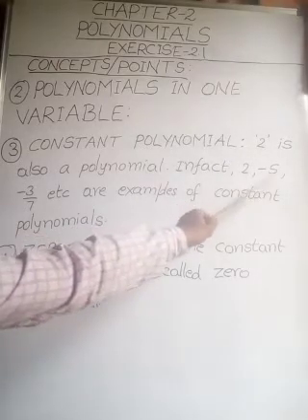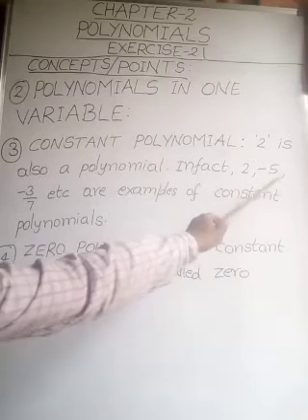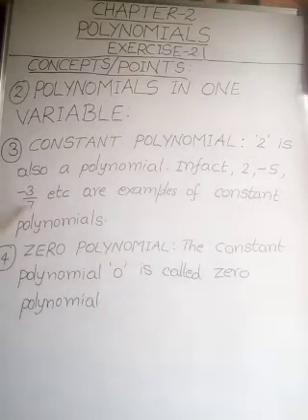Minus 5 is also a polynomial having one and only one term, that is minus 5. Similarly, minus 3 by 7 is also a polynomial having one and only one term, that is minus 3 by 7. No variables are used here. That is why these polynomials are called constant polynomials. Is it clear, my dear children?